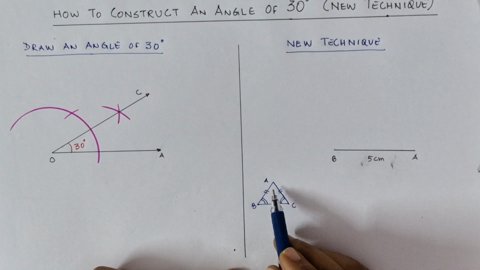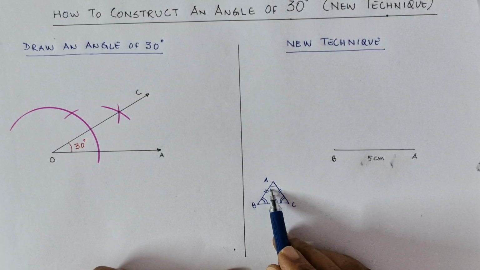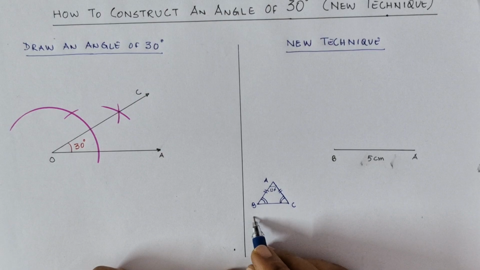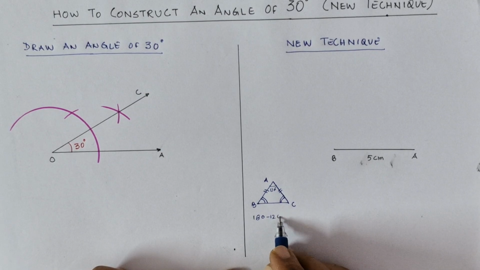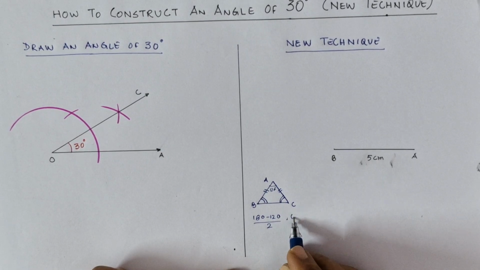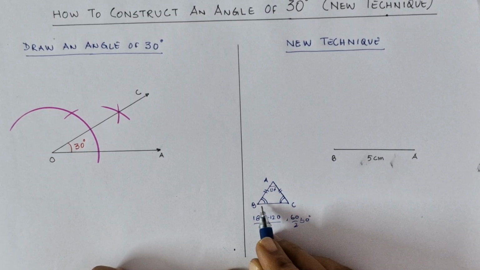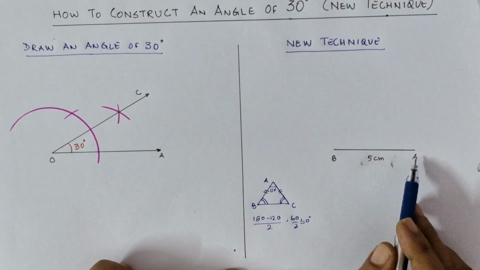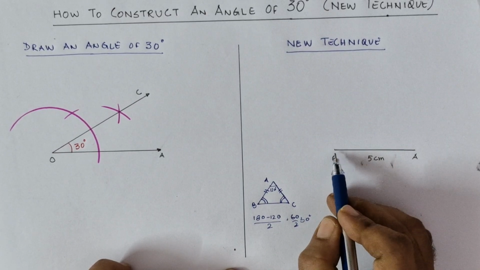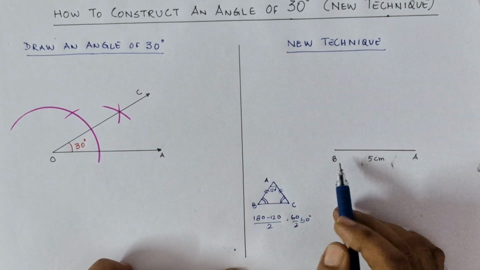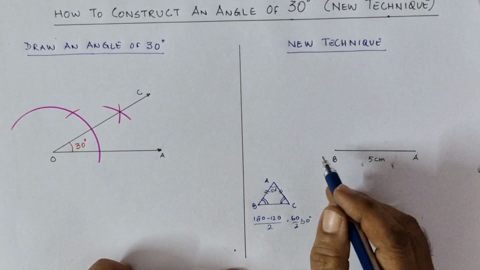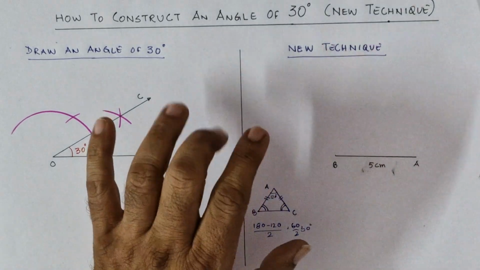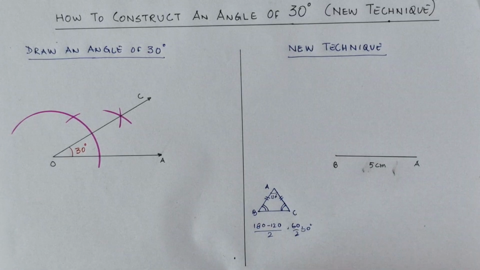So let's say if I can draw 120 degree here, what will be the measures of these two angles? That is 180 minus 120 divided by 2, that is 60 by 2, that is 30 degree. So each angle will be 30 degree. So see, we have drawn a line segment AB as 5 centimeter. We'll be drawing a 120 degree angle from the vertex B. Once we draw an angle of 120 degree, let's see what will happen next.